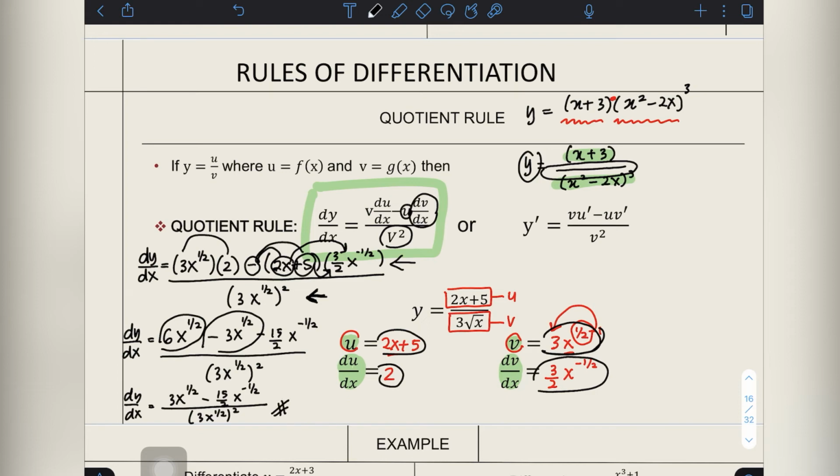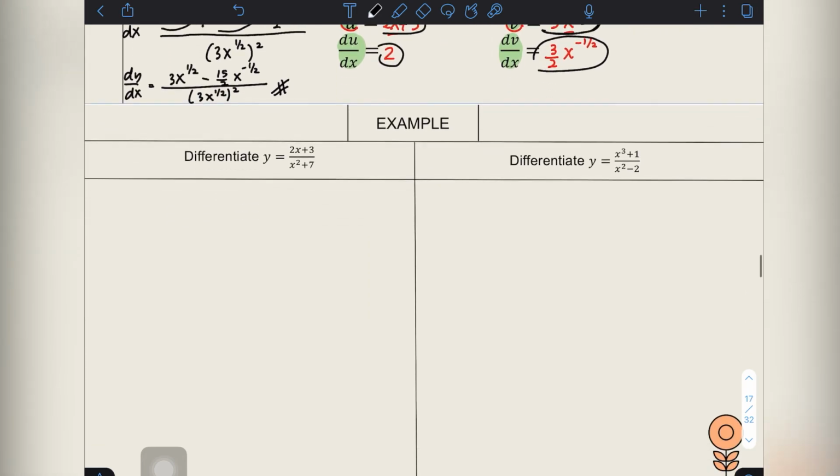So this one is how you use the quotient rule to do a differentiation of a function where your function consists of two different equations separated by the division process. Okay, let's see an example here.